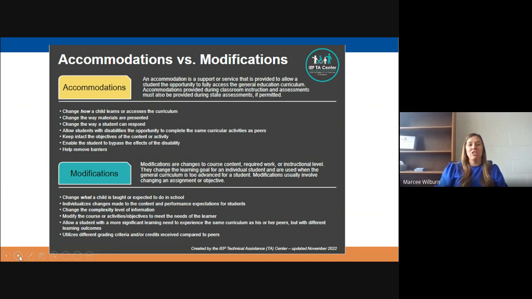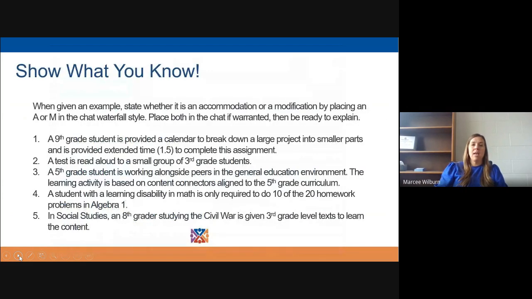Accommodations really are changing how a student accesses the curriculum, whereas a modification is changing what. So when we're thinking about changing the level of the content that's being taught, we're changing that learning target. If we're changing the goal, then it's a modification. If we are working to level the playing field and remove some barriers for students, then that is an accommodation. So let's go ahead and do another waterfall activity.